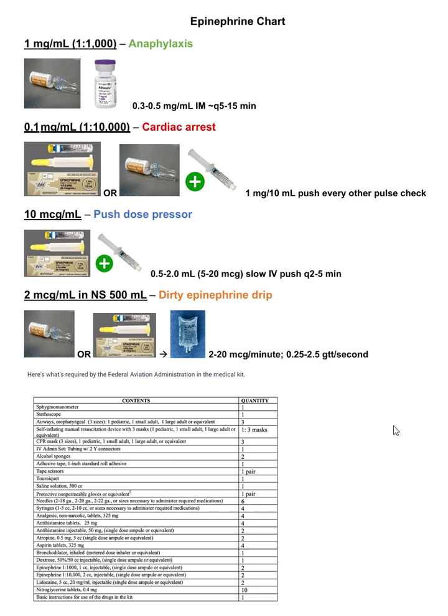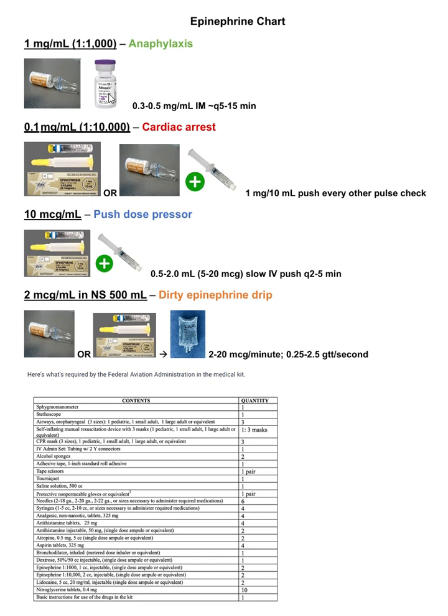So we'll go ahead and talk about the epinephrine here. This is the epinephrine chart. I made this. This is all created by myself. I did all the math here. So we're going to start with the 1 mg per ml of epinephrine. The concentration is 1 to 1000, and this is used for anaphylaxis.